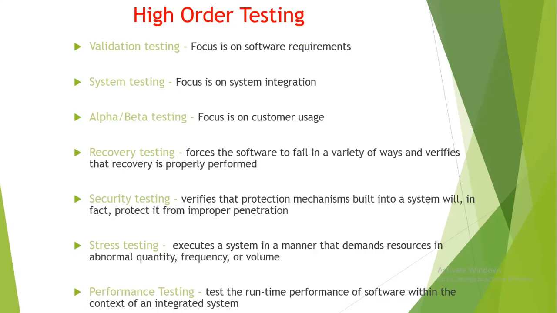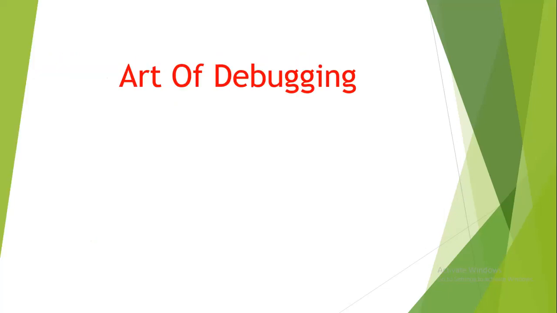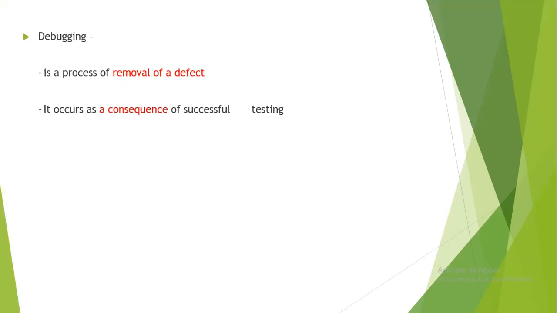Stress testing executes a system in a manner that demands resources in abnormal quantity, frequency, or volume. Performance testing tests the runtime performance of software within the context of an integrated system. This is debugging, a diagnostic process. The art of debugging: debugging is a process of removal of a defect. It occurs as a consequence of successful testing.